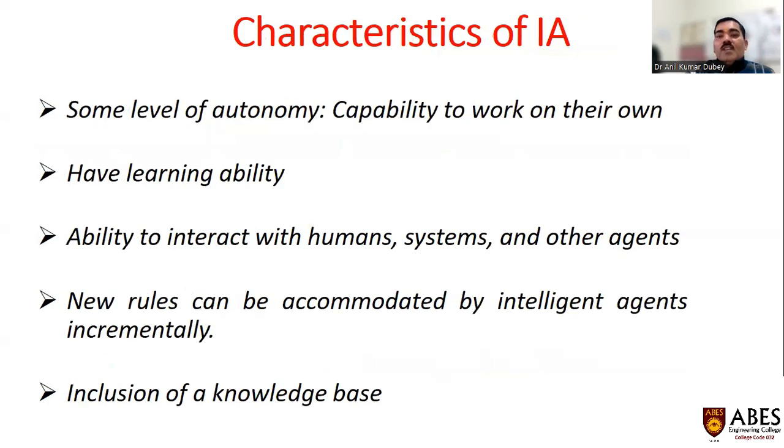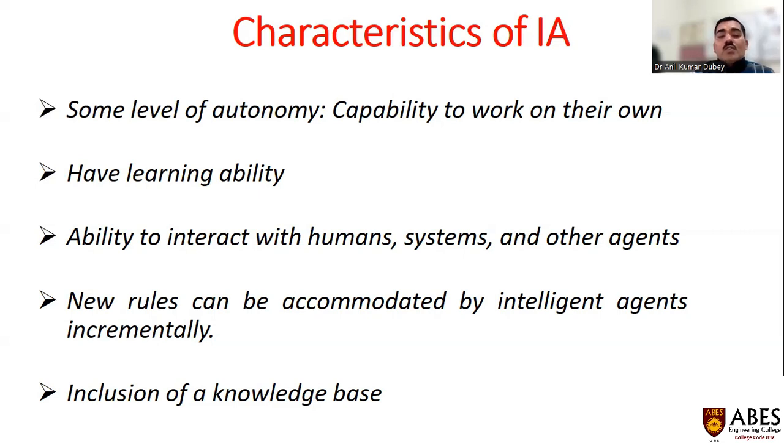Now we discuss the characteristics of intelligent agents. A few characteristics: some level of autonomy, the capability to work on their own. They learn, and next time they plan automatically based on that. Second, they have learning abilities; every time they learn new things, their capability scales. Next is the ability to interact with humans, systems, and other agents, meaning they can interact with other agents within the environment. That agent may be a human agent, robotics agent, or software agent.